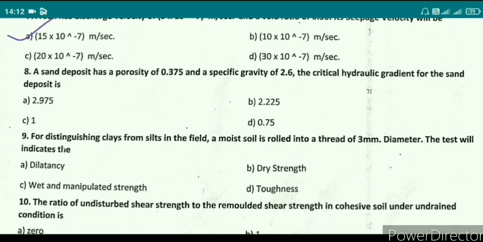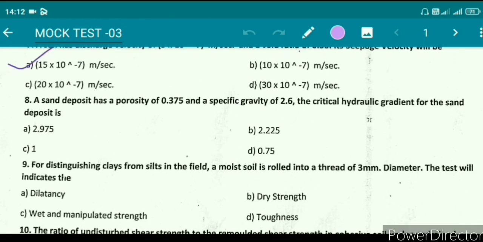Next question is, a sand deposit has a porosity of 0.375 and a specific gravity of 2.6. The critical hydraulic gradient for the sand deposit is option A, 2.975, option B, 2.225, option C, 1, option D, 0.75. The right answer for this particular question is option C.